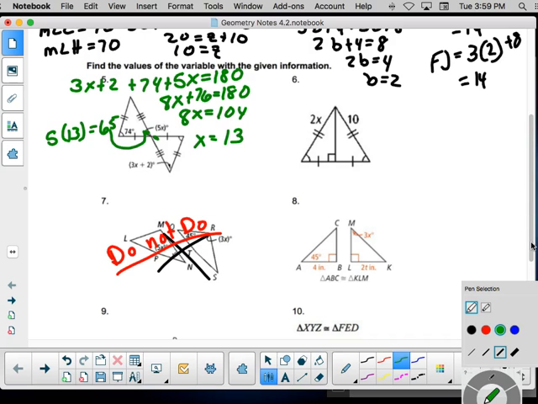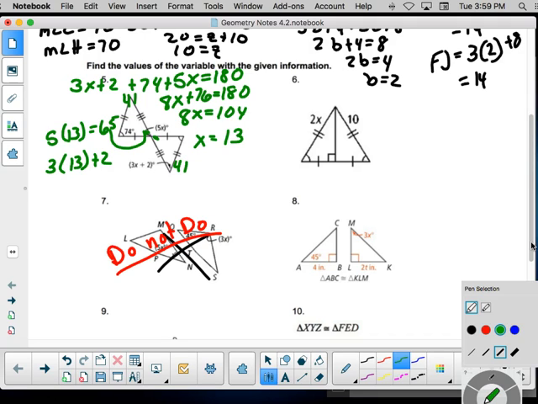Then 3 times 13 plus 2 is going to be 41. So this is 41 degrees and so is this. Now 41 degrees plus 65 degrees plus 74 degrees should give me 180. And if I look at 65 and 41, that's going to be 106 plus 74, and that gives me 180. So we're all good as my check.